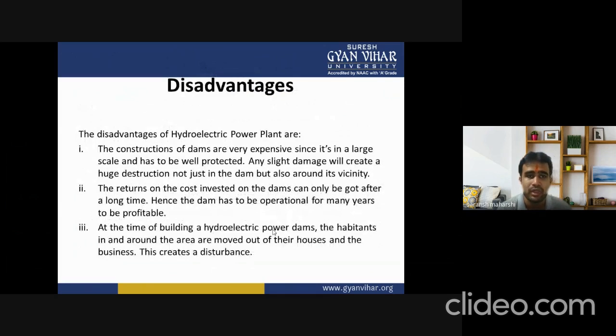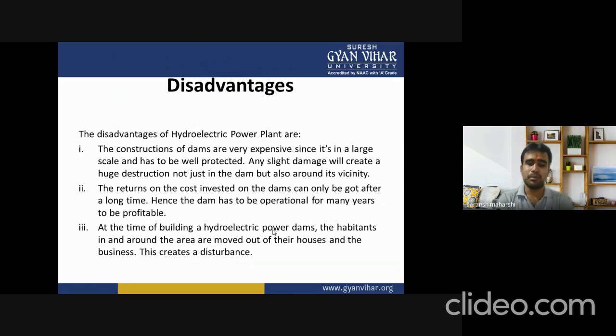Now we will discuss some disadvantages. The disadvantages of the hydroelectric power plant are, first, the construction of dams is very expensive since it is on a large scale and has to be well protected. Any slight damage will create huge destruction, not just in the dam but also around its vicinity. The returns on the cost invested in the dams can only be got after a long time. Hence, the dam has to be operational for many years to be profitable.